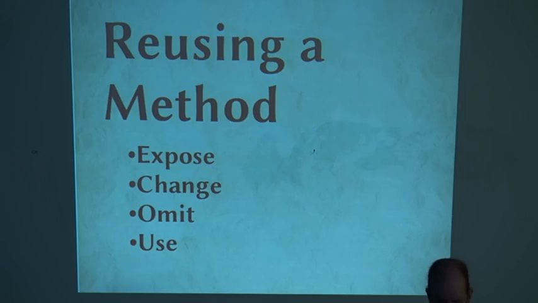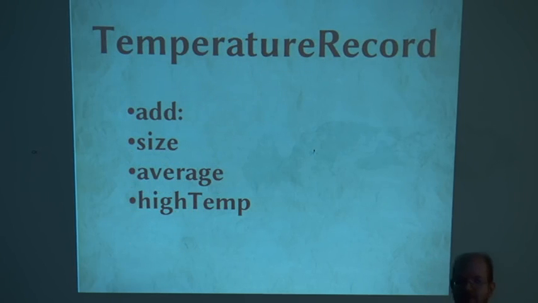So this is kind of abstract. So let's use a concrete example, a very simple one because we don't have much time. So we have a thing called temperature record. This is going to be used to record temperature readings over, say, a day. Every hour of the day you take a temperature reading and you put it in this object and it tells you a few things afterwards.